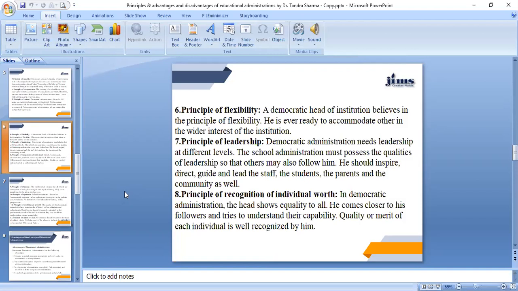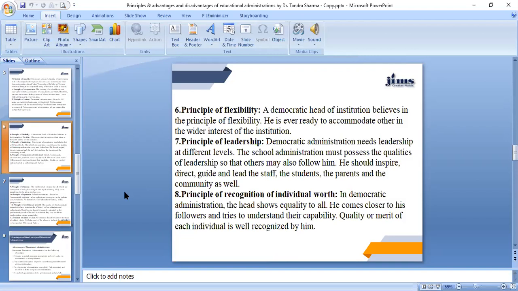The eighth principle is the principle of individual worth. Every individual has an essential worth in him. An administrator who recognizes the dignity and worth of every individual is really a democratic leader. It is the duty of the headmaster to know each member of his staff thoroughly. He should be judicious in assigning duties and should see that a square peg is put in a square hole.